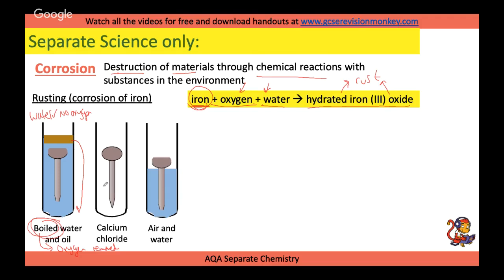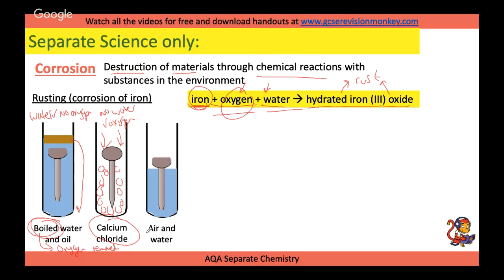You've got another example here where the nail is in calcium chloride, so you might see a white powder around the nail. That means this calcium chloride absorbs water. So in this case, you have no water because it's absorbed by the calcium chloride, but you do allow air in which contains the oxygen, so you do have oxygen. But because rusting needs both, this nail should not rust.